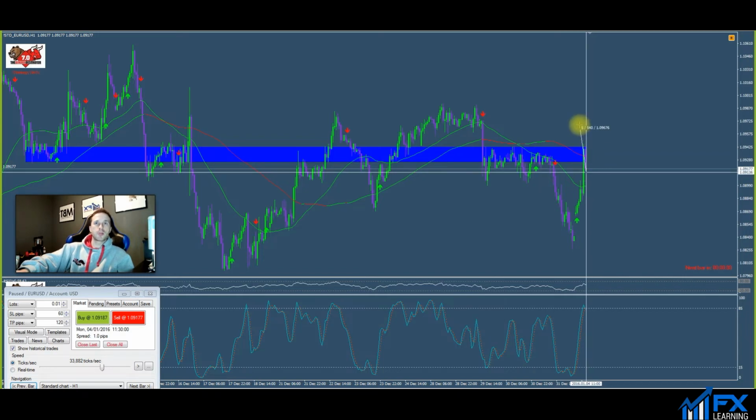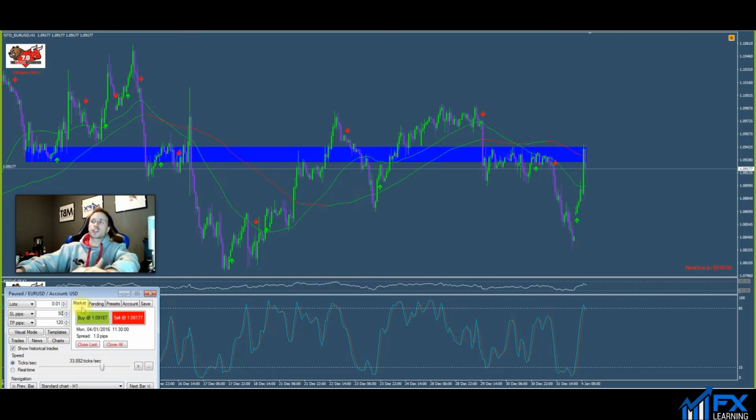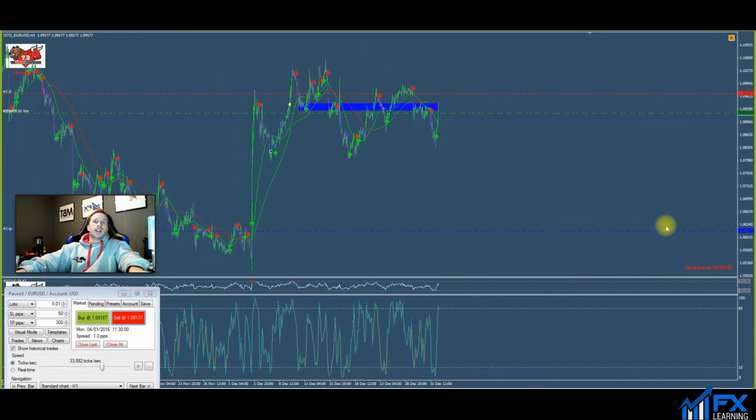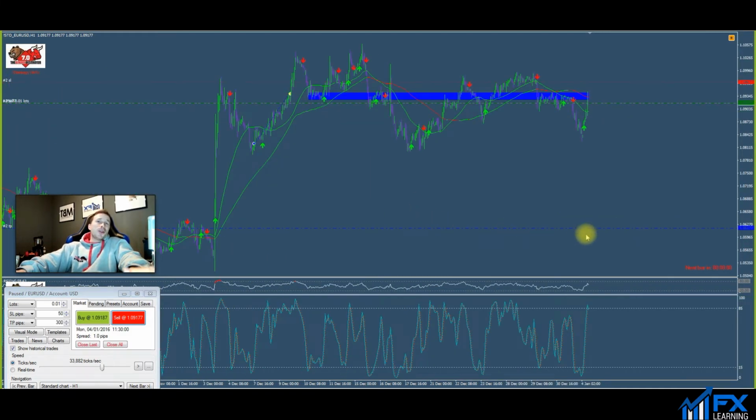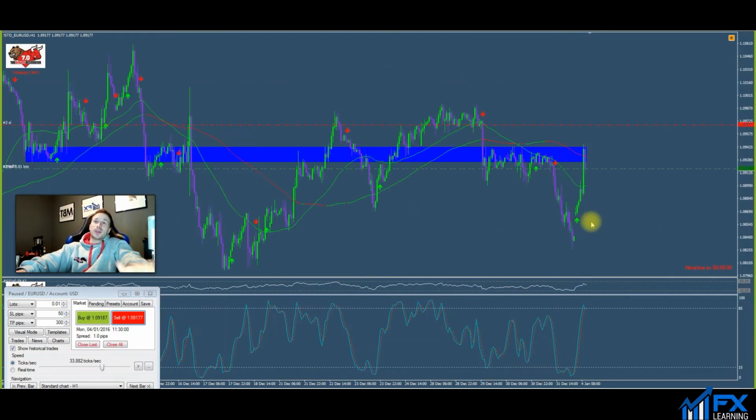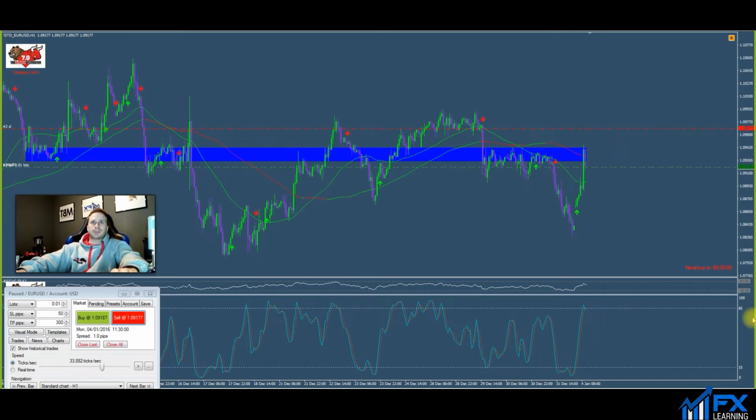Stop loss, let's say 50 pips on this one. For heaven's sake, we'll go for a 300 pip take profit. Let's just be wild here. 300 pip take profit, all the way down here. I'm not saying I'm going to get 300 pips, but let's see if we can.